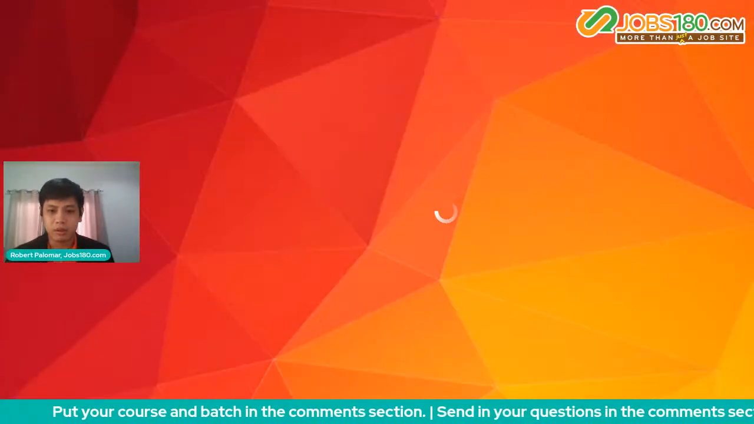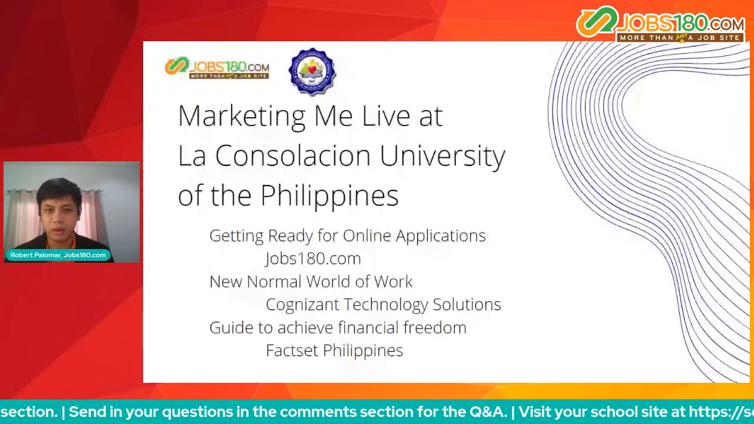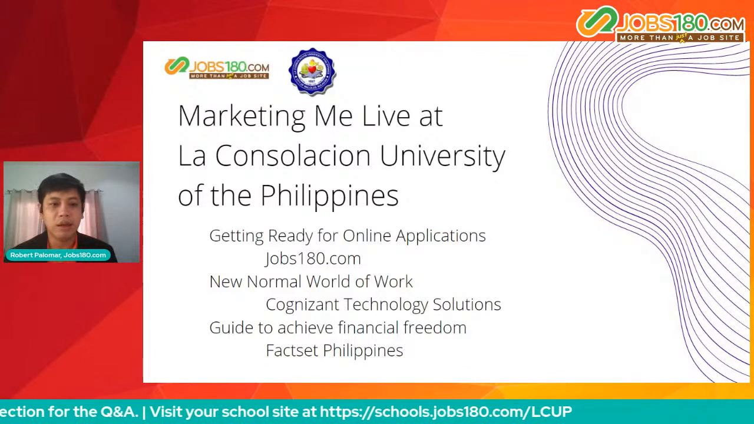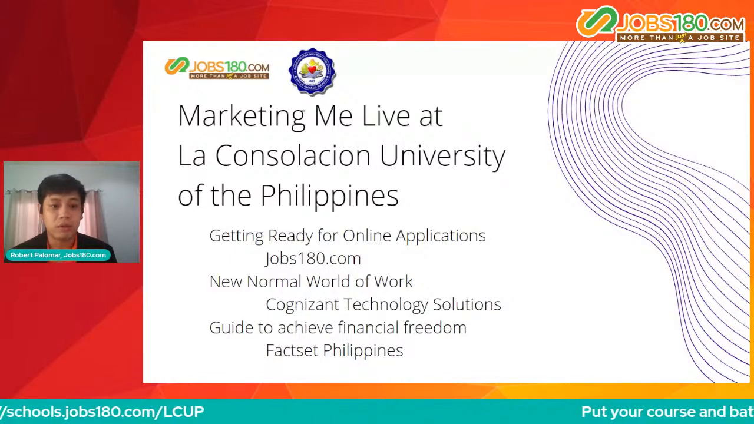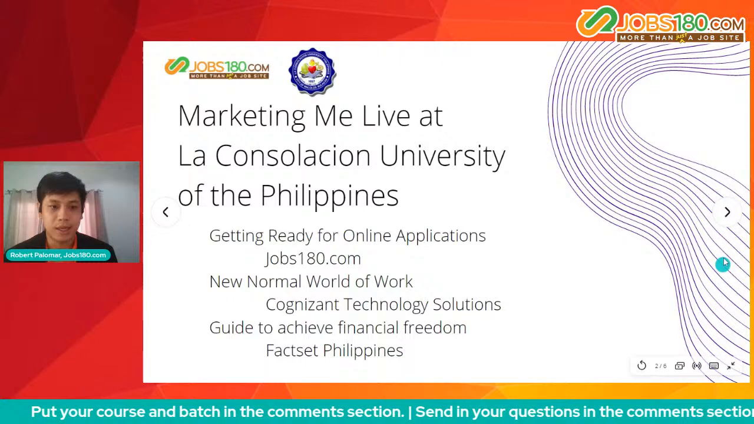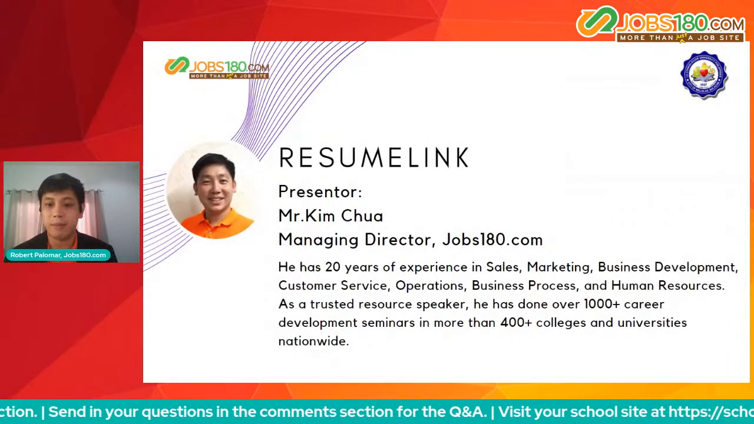Okay? So, I would now like to share our topics for today. We will be covering 3 topics, and we will have one company for each topic. So again, one company, one speaker, and then one whole talk, then Q&A, and then we move on to the next talk. On your screen, you can see that the first is getting ready for online applications, with someone from jobs180.com. Then New Normal World of Work, with someone from Cognizant Technology Solutions, and Guide to Achieve Financial Freedom. And we will have a representative from FactSet Philippines. Okay, so let's now move on to our first topic, which is getting ready for online applications.